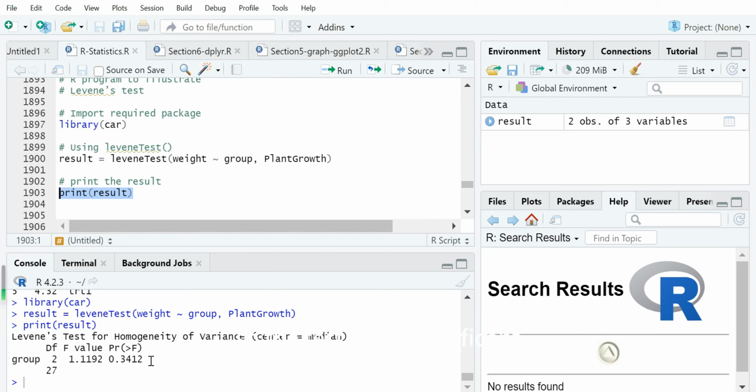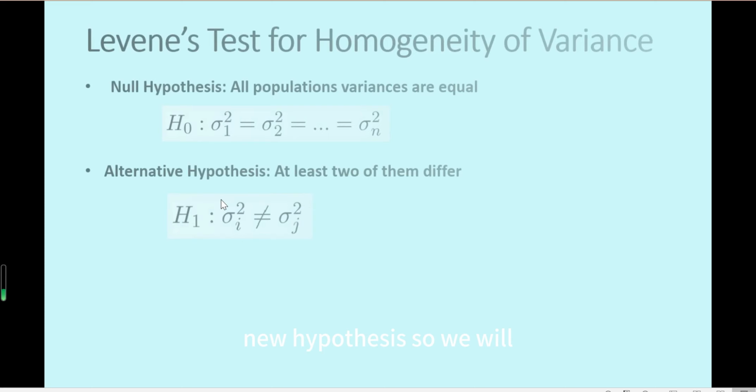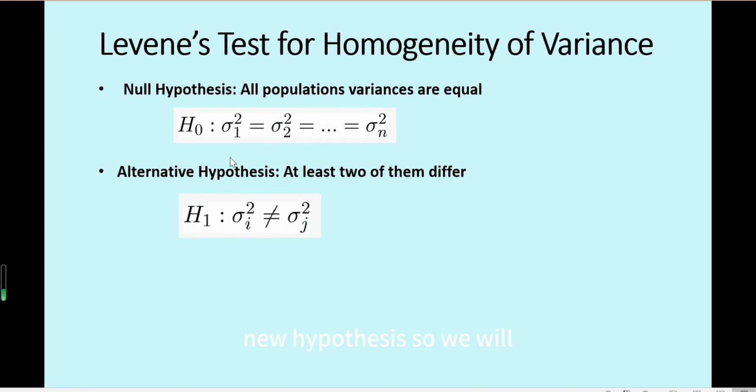So the test is not significant. Or say we will hold this null hypothesis. We will not reject the hypothesis that the variances are homogeneous. Or say we will hold this statement, that the variances are the same in terms of the different categorical variable.